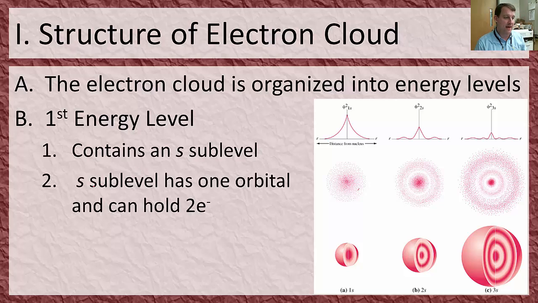Now, the S sublevel has only one orbital, and that's true of the 1s, 2s, or 3s. No matter what energy level it's in, it only has one orbital. Each orbital can hold 2 electrons, so the S can hold a total of 2 electrons.